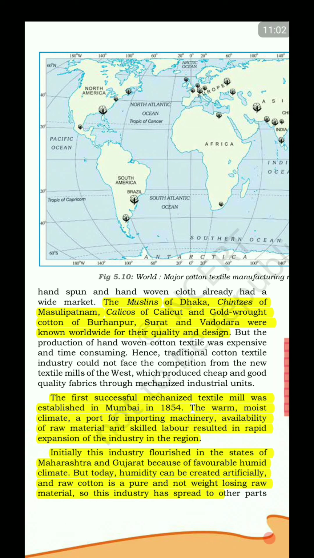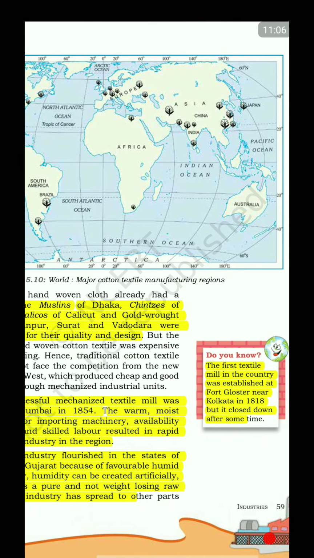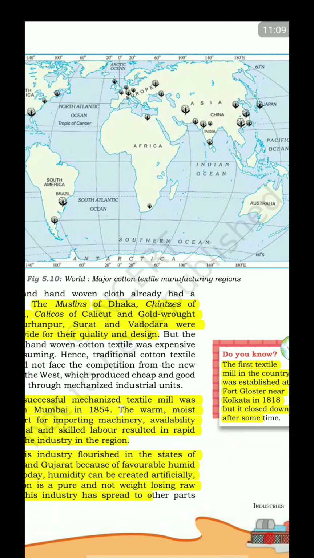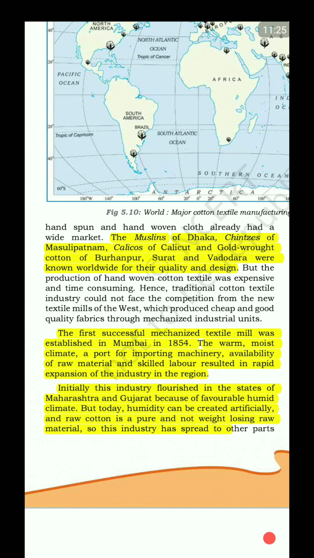The first successful mechanized textile mill was established in Mumbai in 1854. The warm, moist climate, ease of importing machinery, and availability of raw material and skilled labor resulted in rapid expansion of the industry in the region. Okay, and that is how Mumbai, a port village, became such a large mega metropolitan city now.